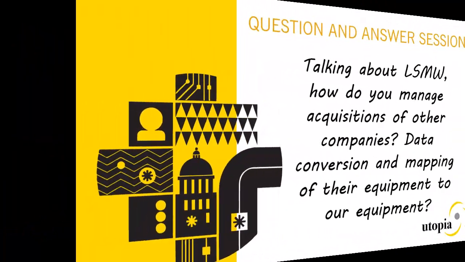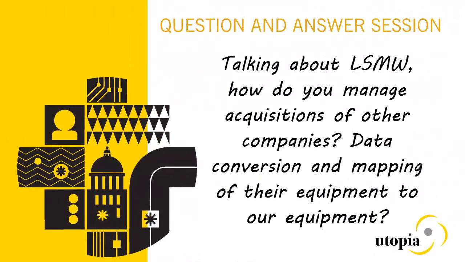Talking about LSMW, or how do you manage acquisitions of other companies, data conversion and mapping of their equipment to our equipment? That's likely something, if you remember the slide that I presented at the start showing the entire EIM portfolio, the idea of ongoing merger and acquisition, or indeed staged rollouts throughout your landscape. Maybe you want to implement a master data governance process for a particular domain, say assets, for one division of your company, one instance in your landscape, and then add other instances into that later over time for various reasons.